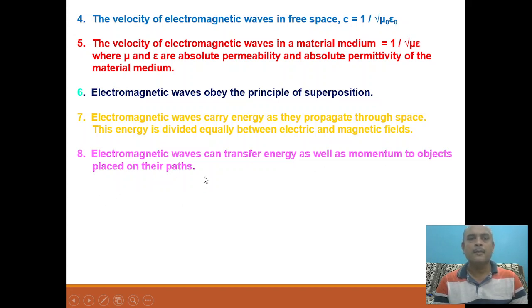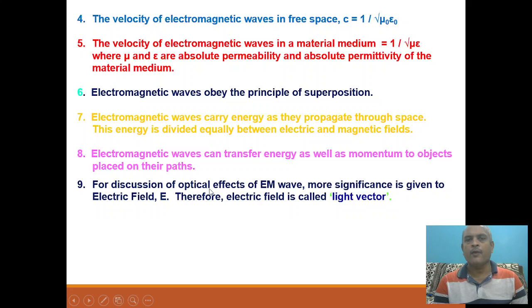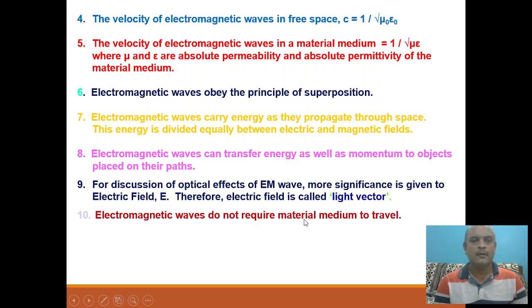We have discussed this again; we have to think about the cathode ray also. For discussion of optical effects, the electric component of the EM wave is more significant. Therefore, the electric field is the light vector. Which component is stronger? That is the electric field. Electromagnetic waves do not require a material or medium to travel. We can relate this property of EM waves with the property of light. So light is an electromagnetic wave.